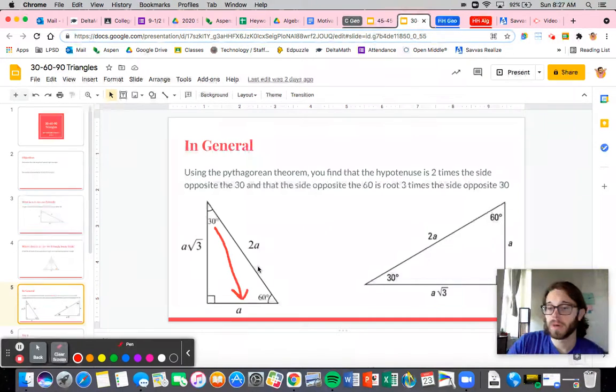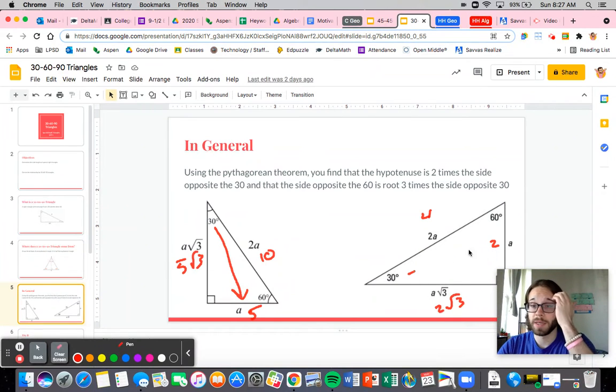Remember, this comes from an equilateral triangle, so all the sides were the same, except when we bisected one of the sides, that gave us the side opposite the 30, which is why it's half of the hypotenuse. And then from the Pythagorean theorem, the side opposite the 60 will be your 30 side times the square root of 3. So what do I mean by this? If this is 5, this is 10, this is 5 root 3. If this is 2, this is 4, this is 2 root 3. So it's really helpful to know what the side opposite the 30 is.